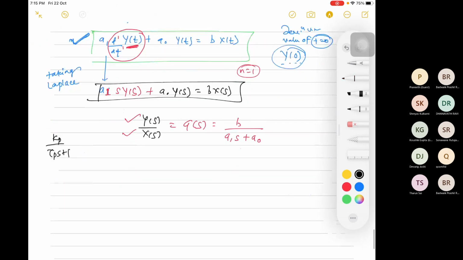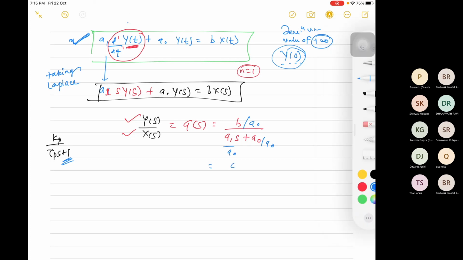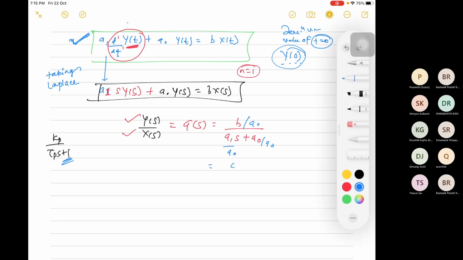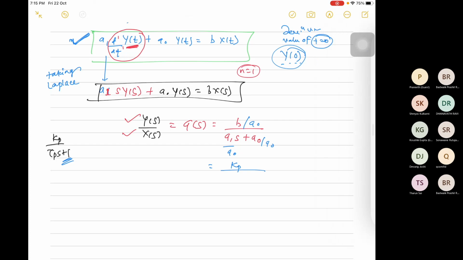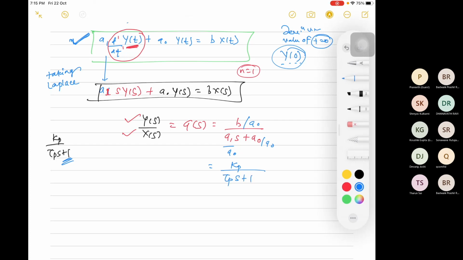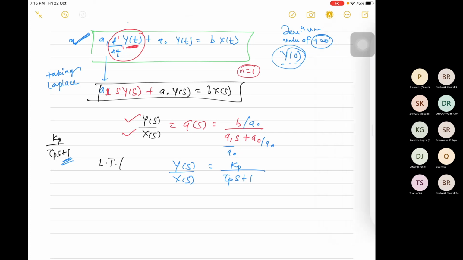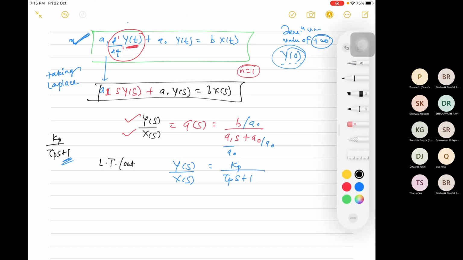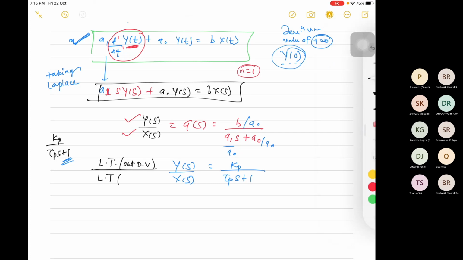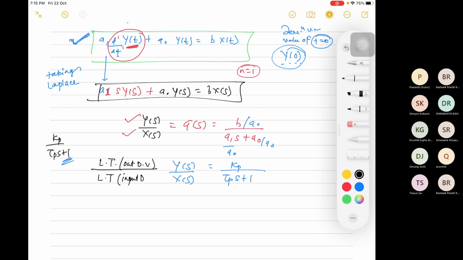You want 1 here, so divide everything by a naught. Then here also by a naught. Now this is the generalized equation: Kp upon tau p into s plus 1 is equal to Y of s upon X of s. And what is this? Laplace transform of output deviation variable divided by Laplace transform of input deviation variable.